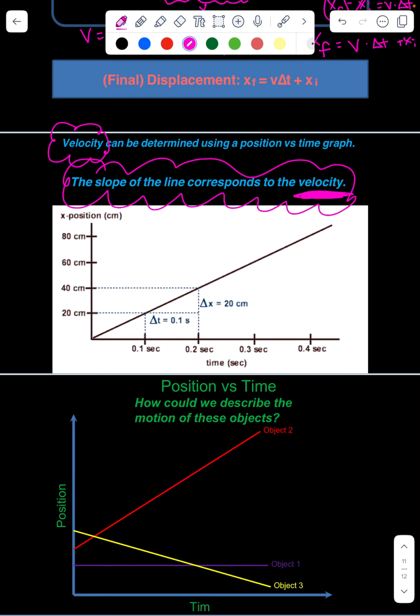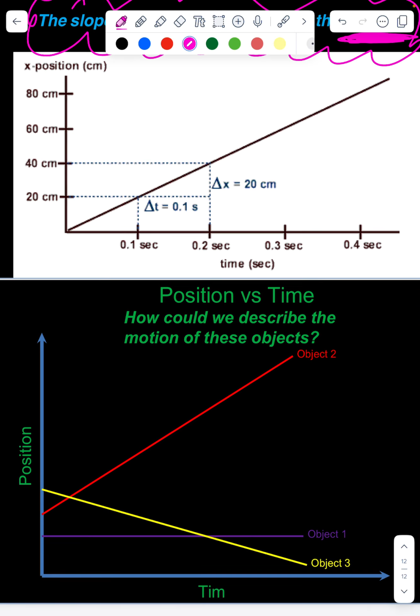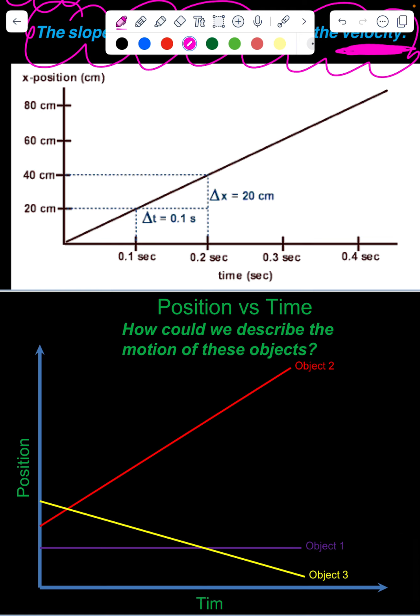All right, so let's look at this. I want you to really pay attention to this. All right, so we have a position versus time graph. Let's look at object 1. All right, if I do not have any slope whatsoever, I have a horizontal line, which means I have no slope. That means that I am not changing my position over time. So if I have no slope, that means that I have no motion. No motion. I'm standing still. I am not moving.